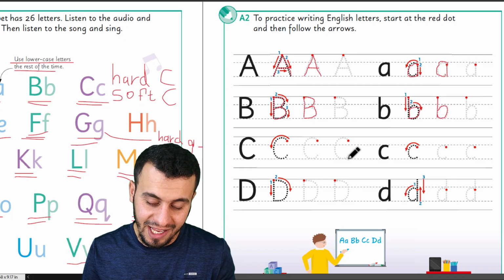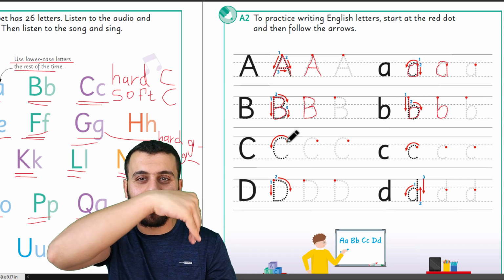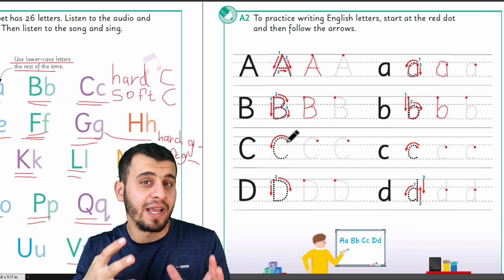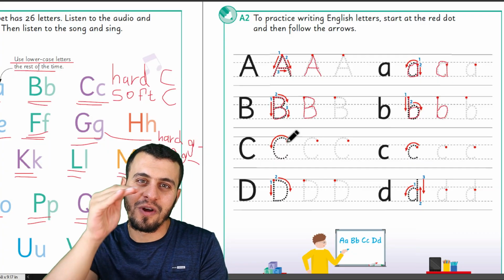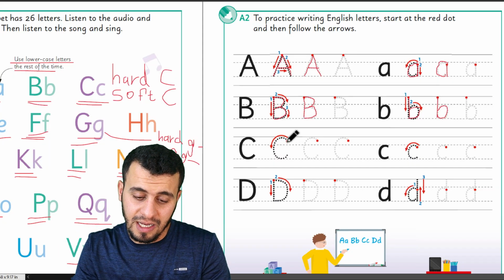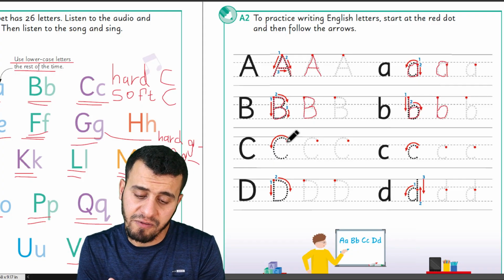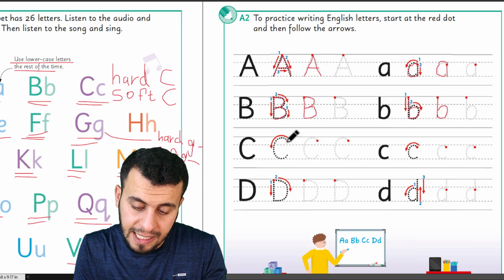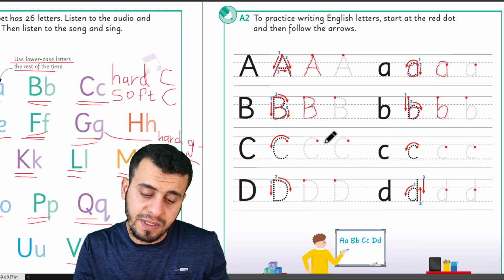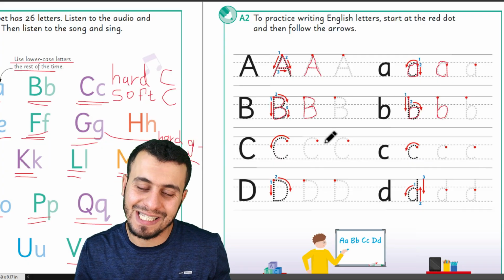Okay, letter C. Letter C is very easy. We just make one curved line. So C is very easy. It's just one curved line. It's a little bit bigger than half a circle, but some people say it's a half a circle. The capital is bigger, the small or the lower case is smaller.